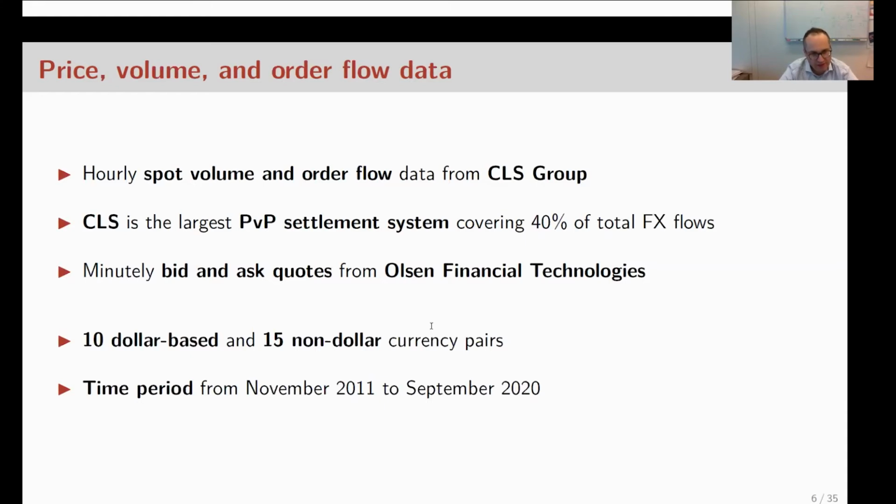In terms of the exchange rates that we're covering, we're quite limited by the availability on CLS. CLS covers the most liquid currencies around the world, plus a few of the liquid emerging market currencies. And so overall, we have 10 dollar-based currency pairs and 15 non-dollar currency pairs in our sample.